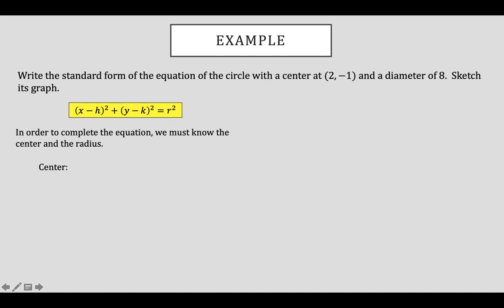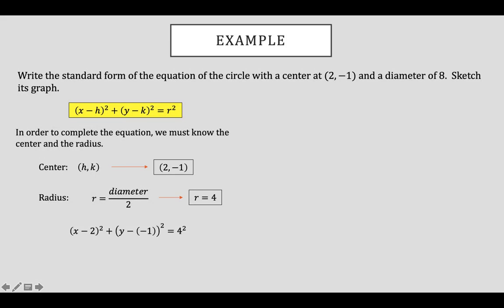The good news is that we have our center. The center is located at (2, −1). That is given information. Pretty straightforward. Radius, however, is a little bit trickier. We are given the diameter, which is the distance across the circle through the center. Well, as you already know, radius is equal to 1/2 of the diameter, which means that r must be equal to 4.